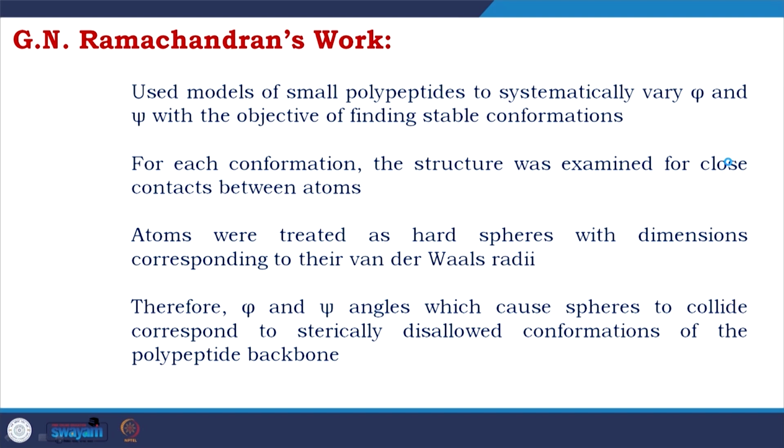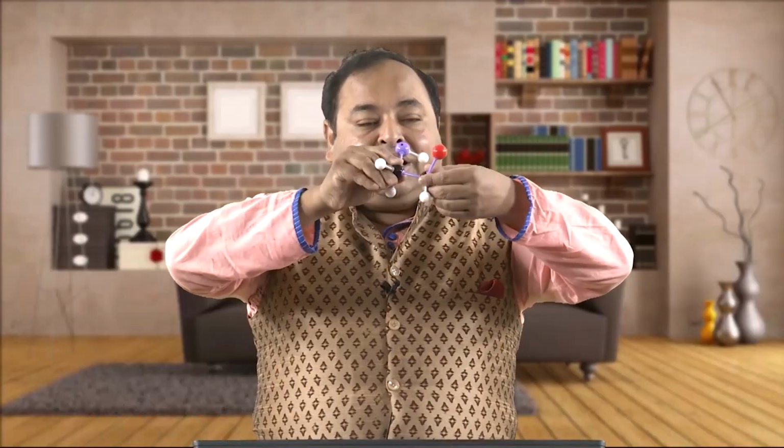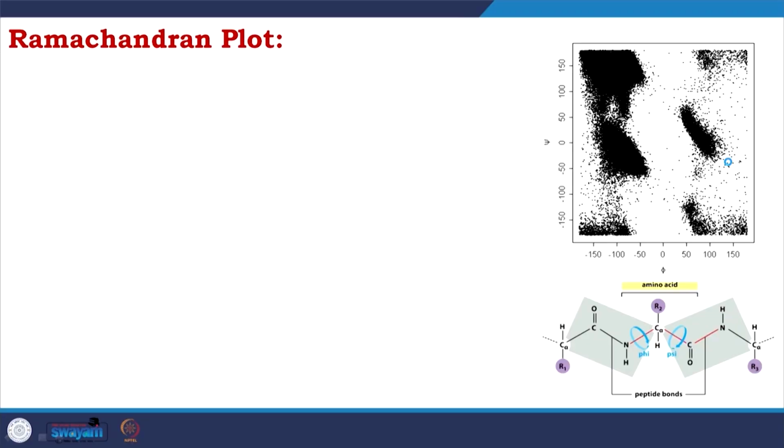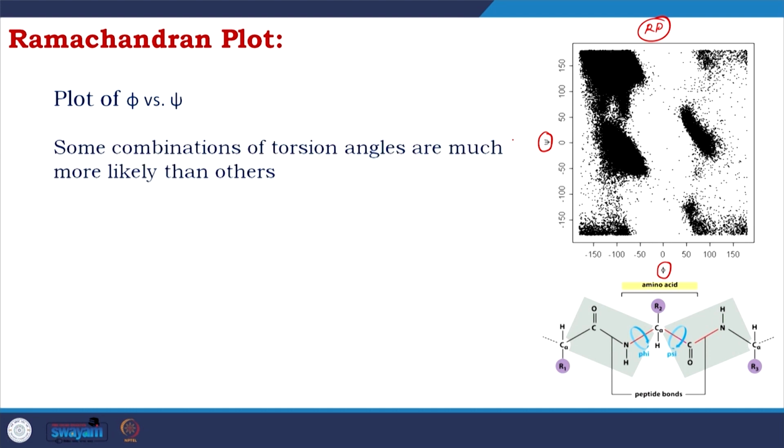So what they did, they took them, did the rotation and saw where the steric clashes are happening or not happening. This is a Ramachandran plot. What they did, they made a plot of phi versus psi. So phi from minus 180 to plus 180 on the x axis and psi on the y axis, again minus 180 to plus 180. It is a 2D plot.